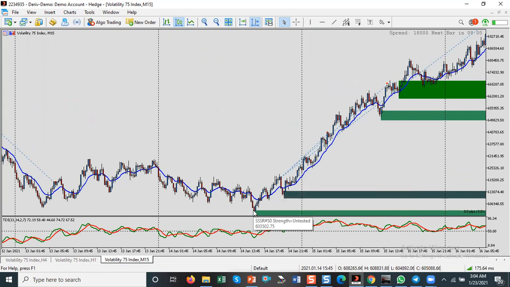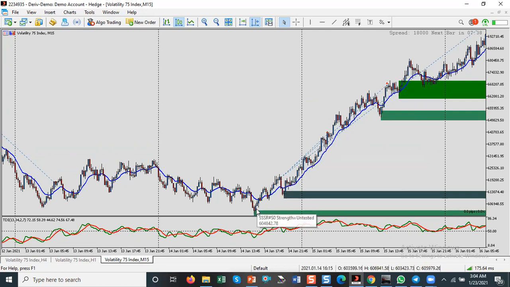As price closed above the 13 moving average, when I saw this trade, it was somewhere here. Price had gotten to this level, and I took this trade here. So my first take profit was here, and the second was up above.